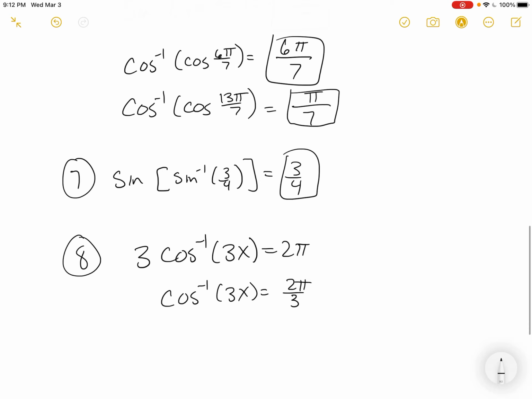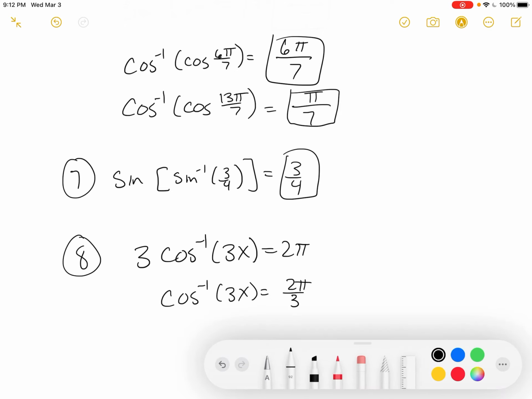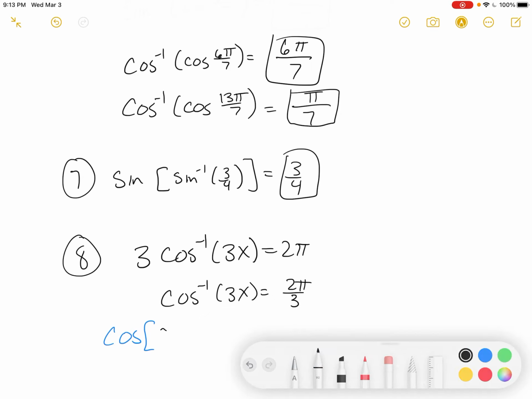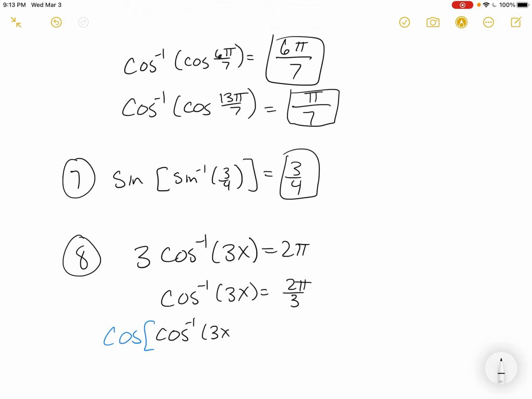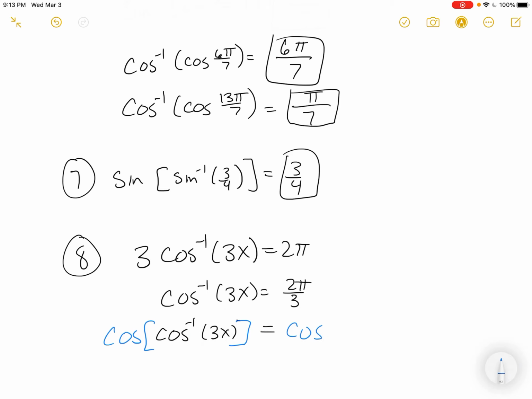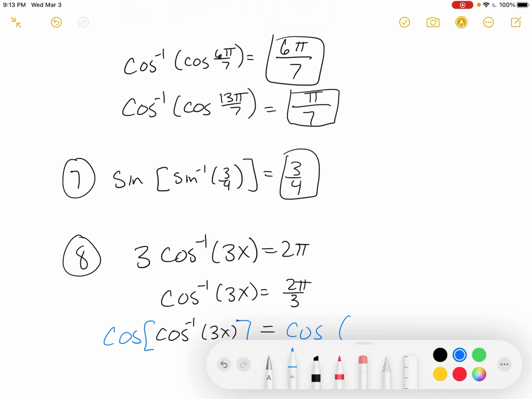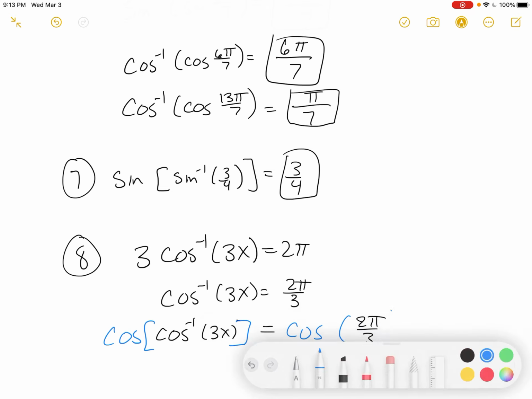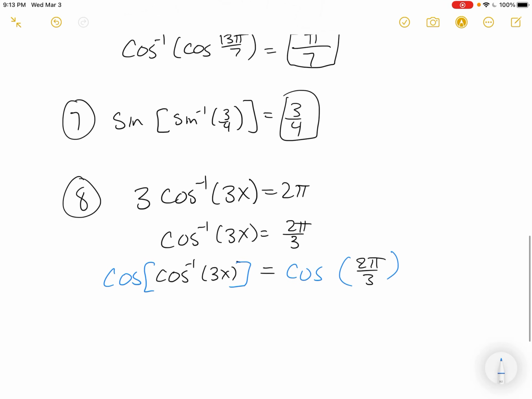where does that solve? Well, we're just going to take the cosine of both sides. If I want to undo a cosine inverse, I just take the cosine of both sides. So I'll put that in a different color. I'll put cosine of cosine inverse of 3x. Go back to my blue here just to keep things consistent. Is equal to, back to blue, cosine of, and then 2 pi over 3. That's it. So if you want to get rid of a cosine inverse, just apply the cosine.